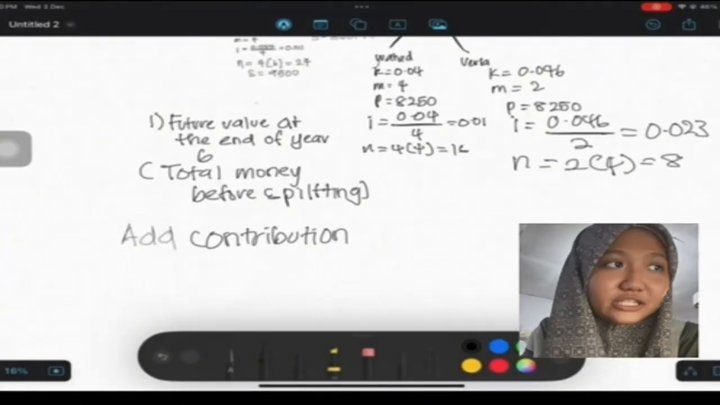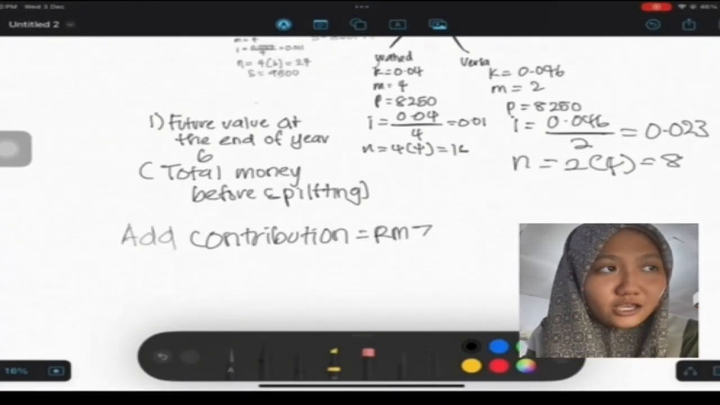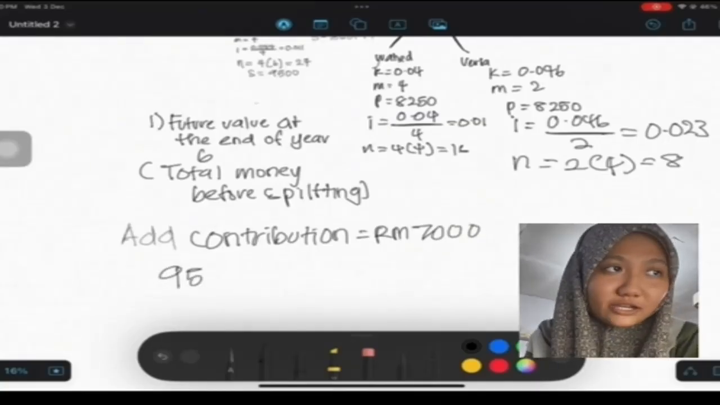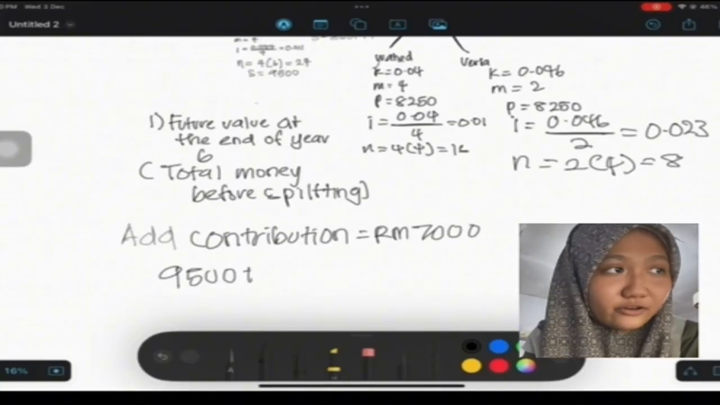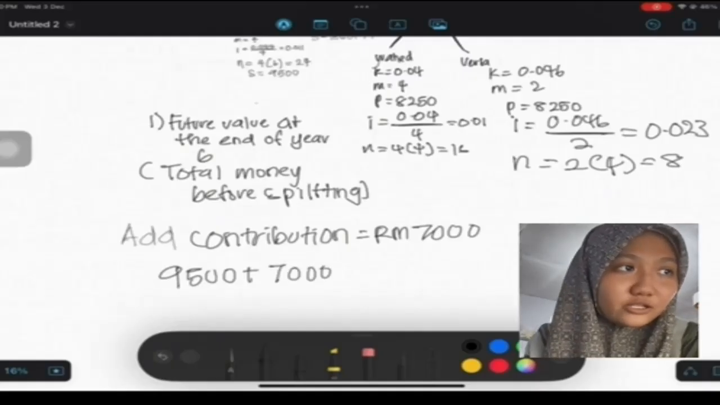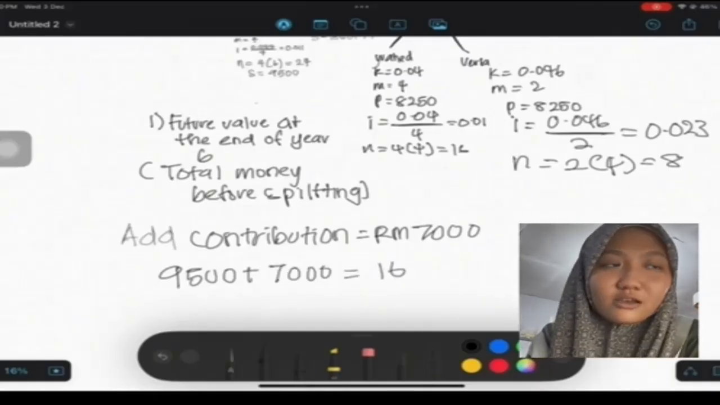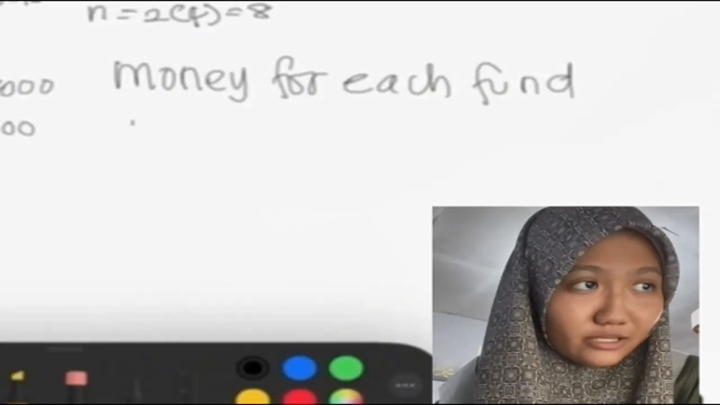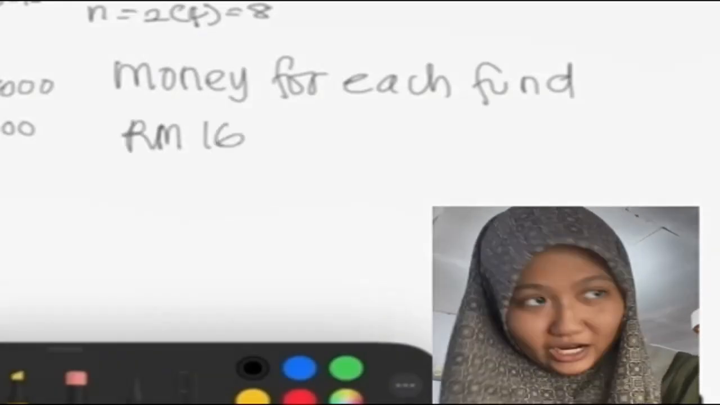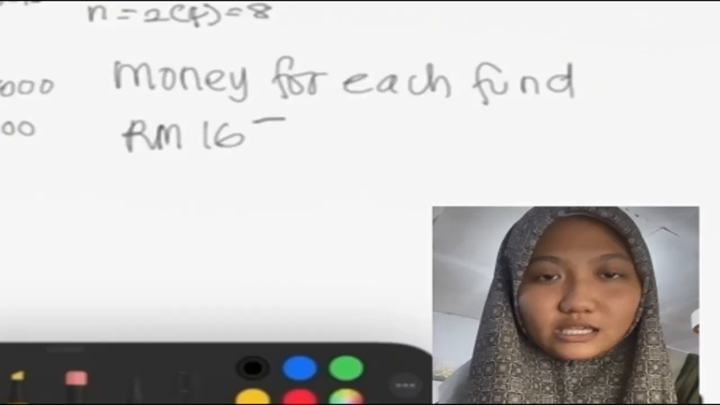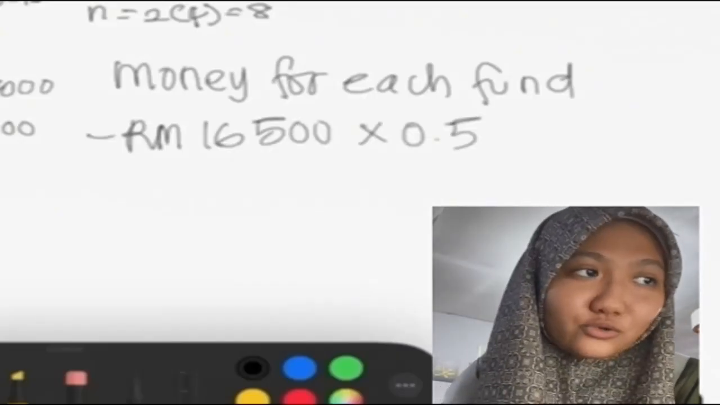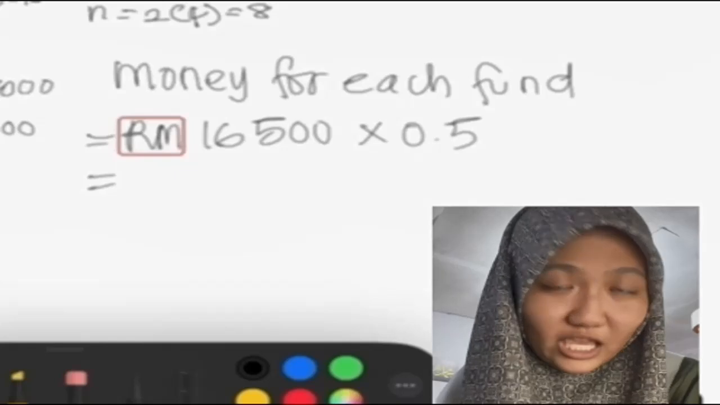At the end of year 6, an additional 7,000 is contributed, so the total amount available in year 6 is 9,500 plus 7,000, which is equal to 16,500. This amount is split equally between two funds, which is 16,500 times 0.5 equal to 8,250 each.